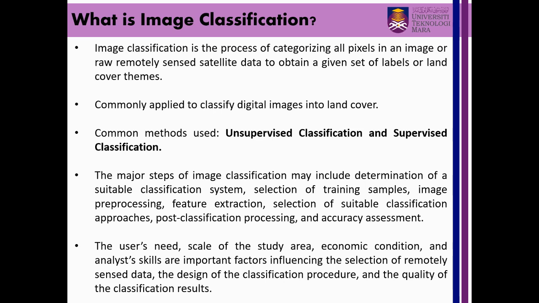So there are two main methods to do image classification, which are unsupervised and supervised. The major steps of image classification may include determination of a suitable classification system, selection of training samples, image pre-processing, feature extraction, selection of suitable classification approaches, post-classification processing, and accuracy assessment. This is the complete task for image classification, but for this lab, you will only do the unsupervised classification without the post-classification and so on and so forth.